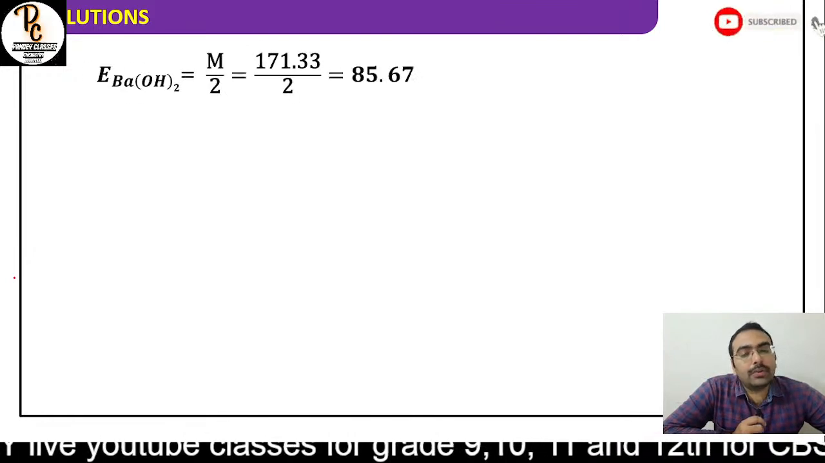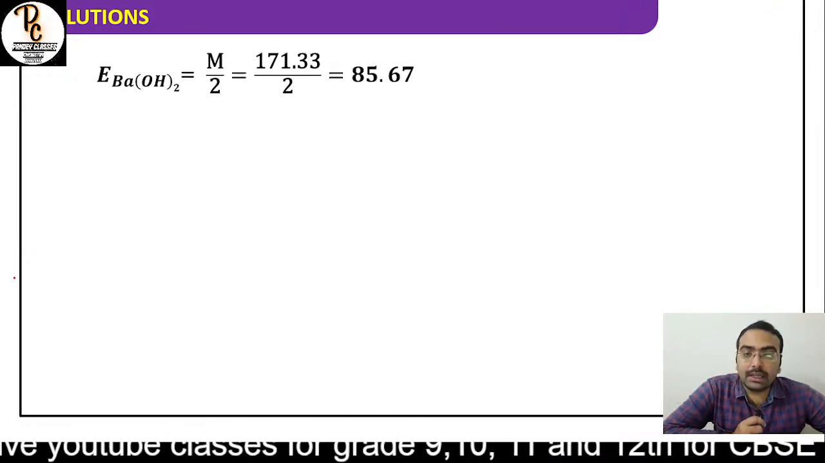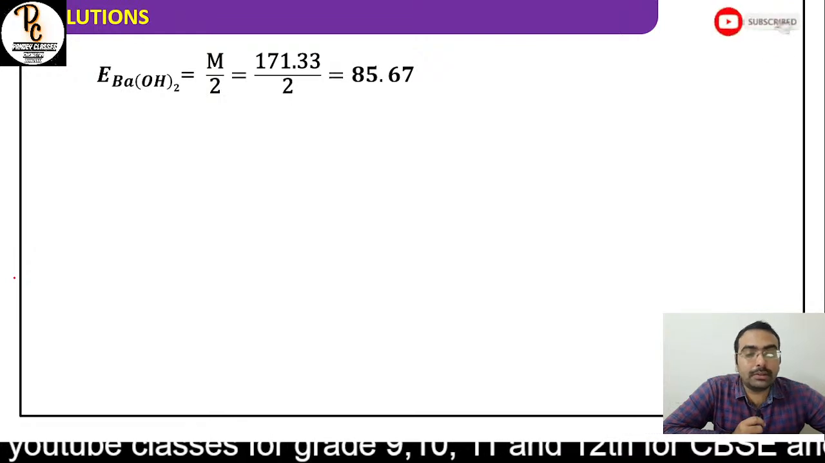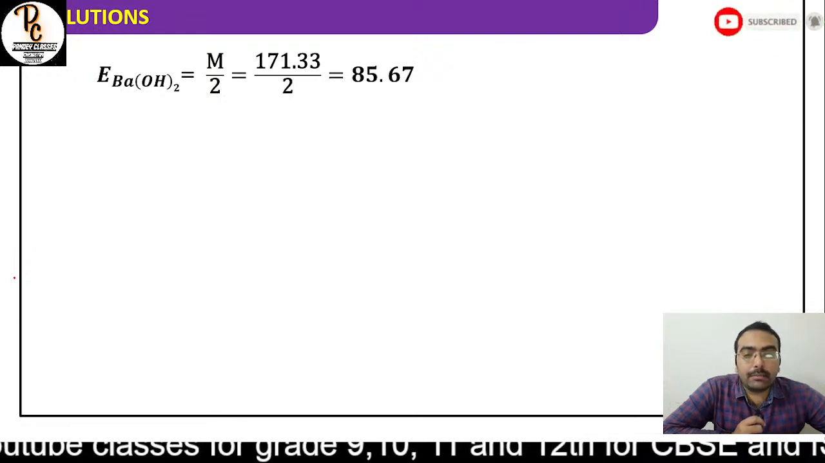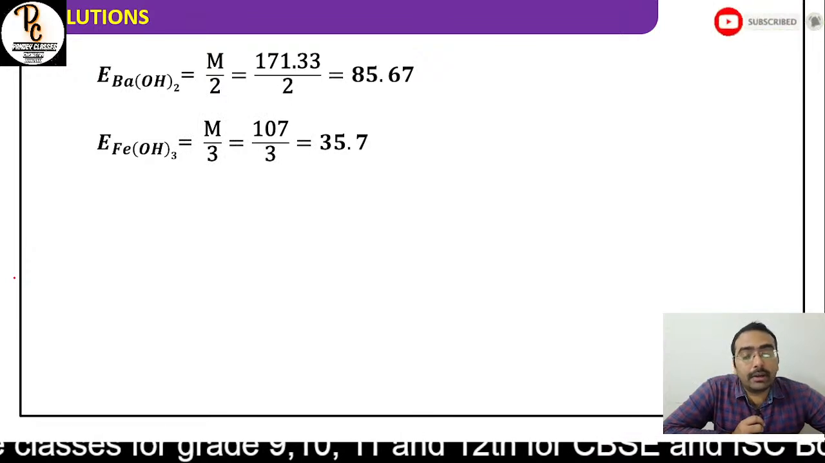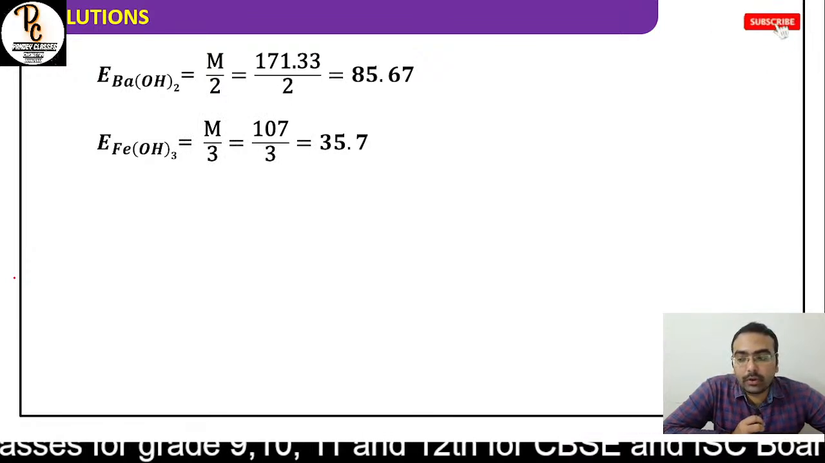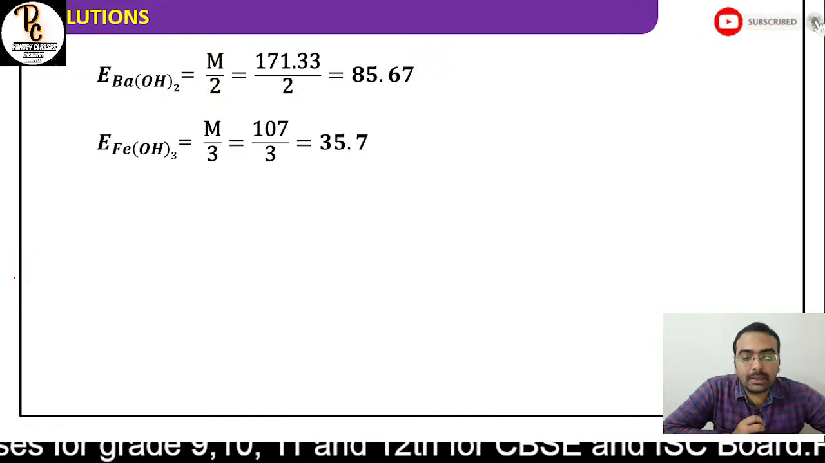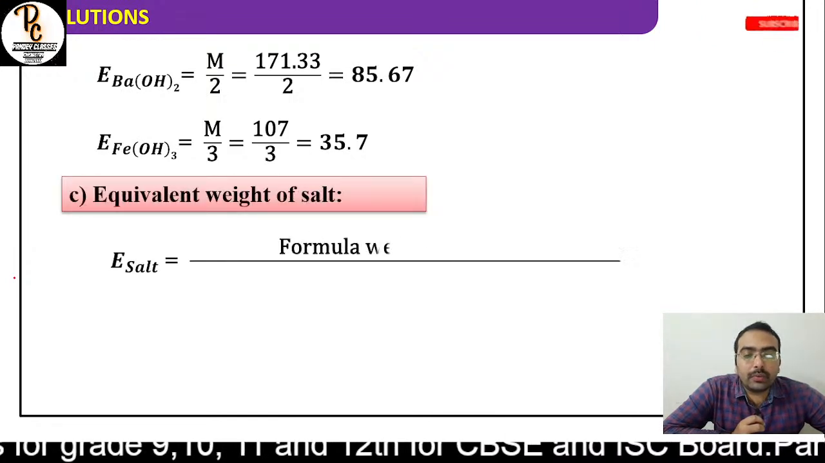So Ba(OH)2, number of replaceable OH ions is 2. So molecular mass or molecular weight will be divided by 2. Then we have NaOH. In case of NaOH, it is divided by 1. In case of Fe(OH)3, we have M by 3. Then equivalent weight of salt.